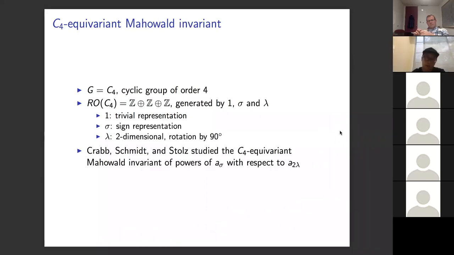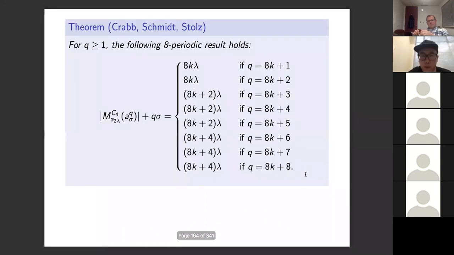So Michael Crabb, Birgit Schmidt, and Stefan Stolz studied the C4 equivariant Hopf invariant of powers of a sigma with respect to a2 lambda. Crabb actually also studied the powers of a sigma with respect to a lambda itself. And here's the result they have. That's the degree that tells us exactly how divisible things are, and they have an 8-periodic result.